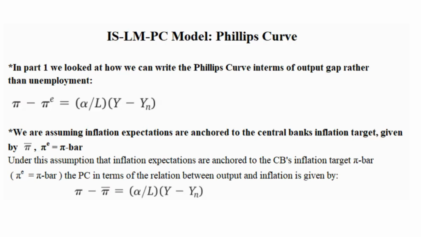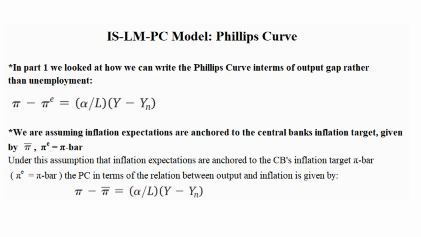We're looking at one of the components of the ISLM-PC model, which is the Phillips curve. In part 1, we looked at how we can write the Phillips curve in terms of the output gap rather than unemployment, because we want to plot the Phillips curve along with the ISLM model. The ISLM model has output on the horizontal axis, so that's why we wanted to rewrite the Phillips curve in terms of the output gap rather than unemployment.